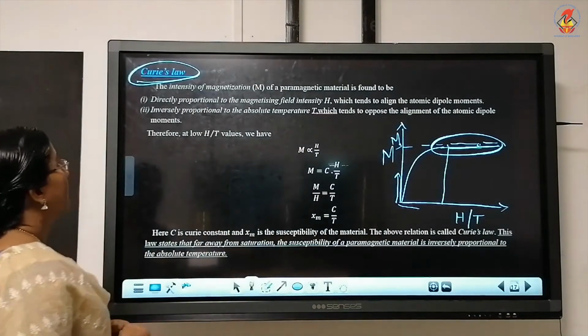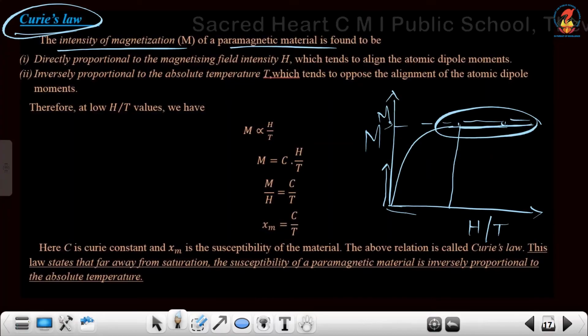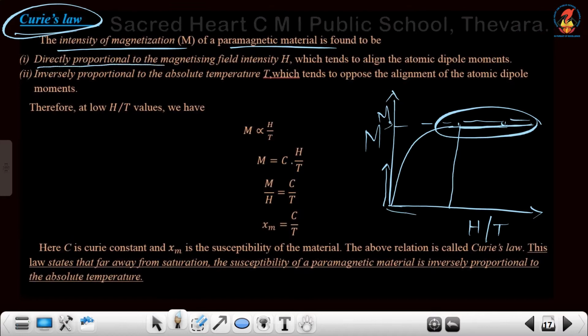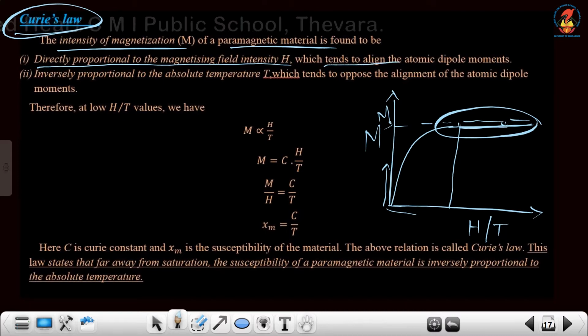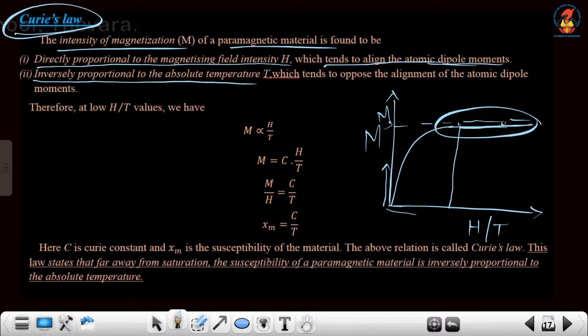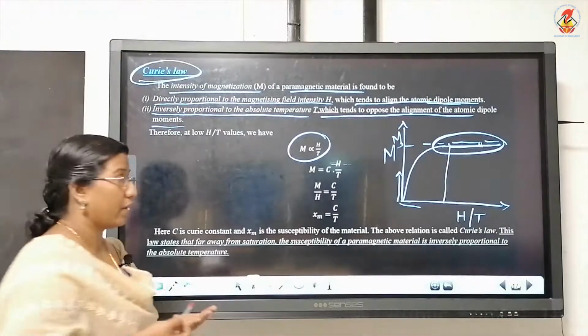So, the intensity of magnetization M of a paramagnetic material is found to be directly proportional to the magnetizing field H. The magnetizing field will align the atomic dipoles in the direction of the field. It is inversely proportional to the absolute temperature. Why? Because as temperature increases, the atoms are getting energy, and as a result they tend to oppose the alignment of the atomic dipoles. We can write M proportional to H by T, and to change the proportionality sign into equal, we introduce a constant.